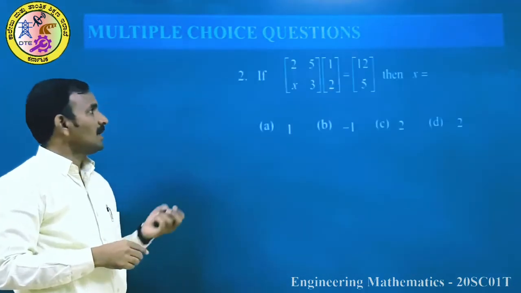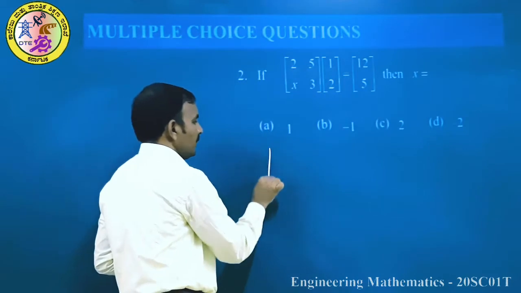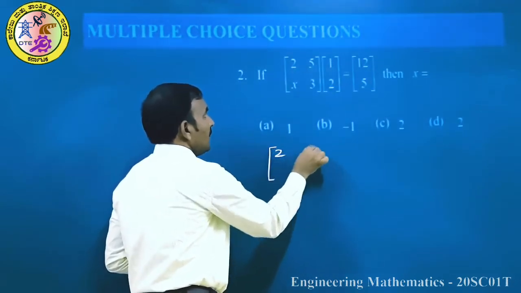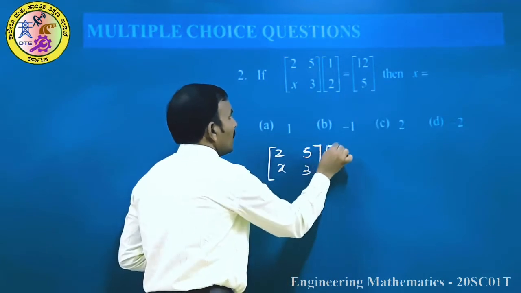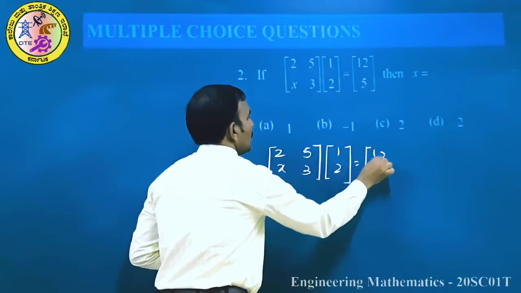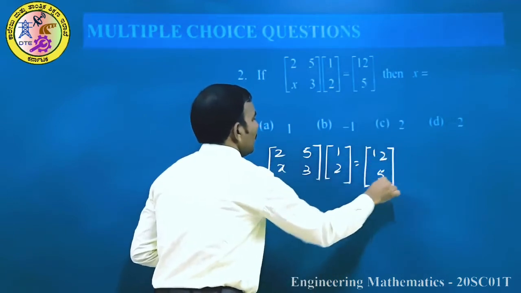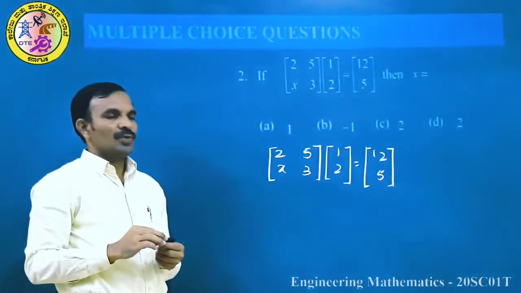Now, second multiple choice question. If matrix [2 5; x 3] into [1; 2] is equal to matrix [12; 5], then what is the value of x? You have to find out x.